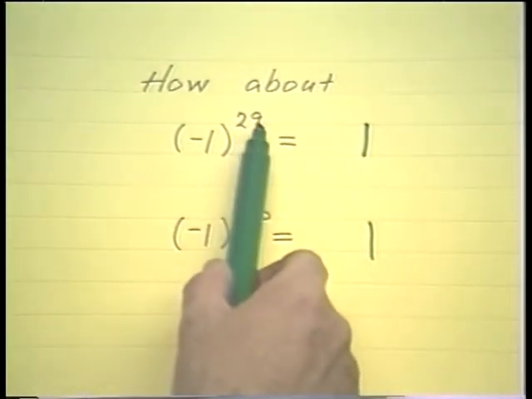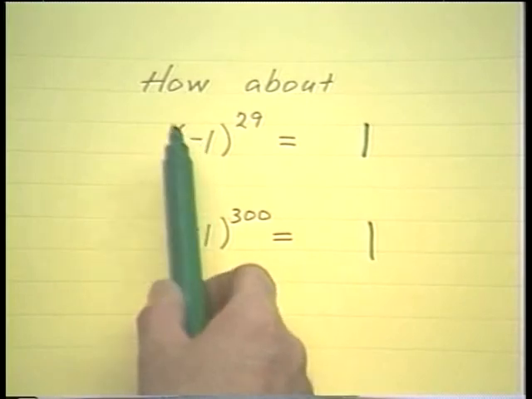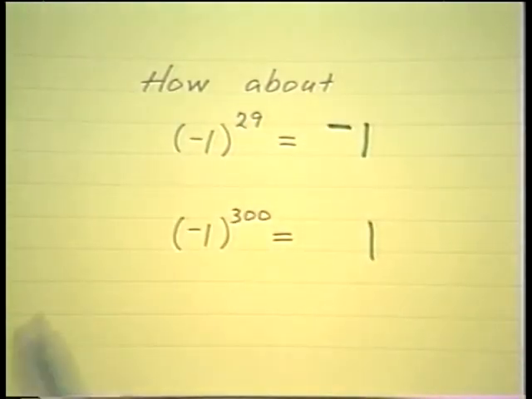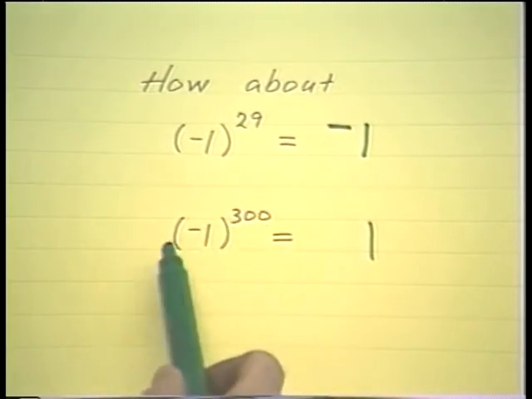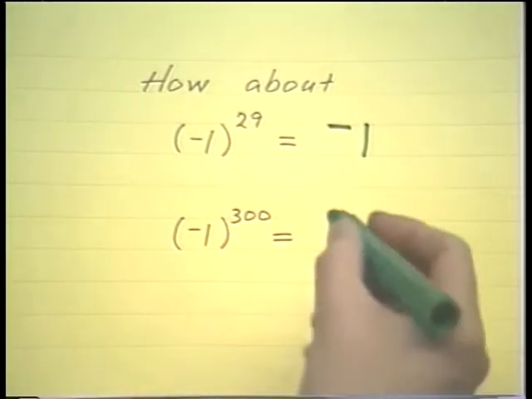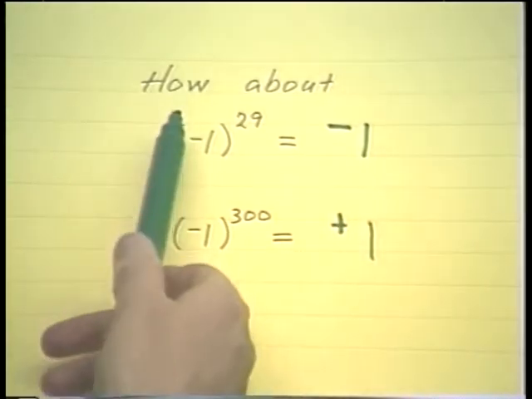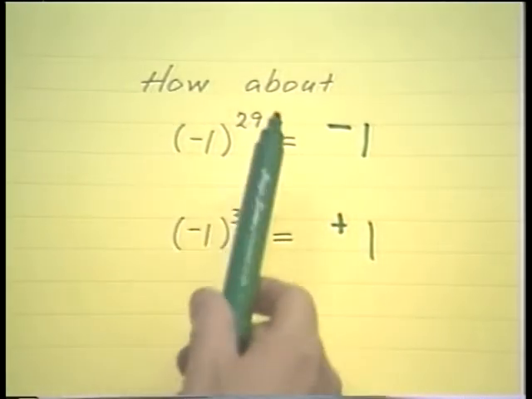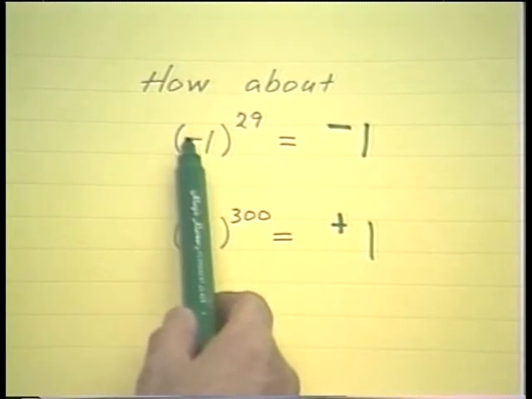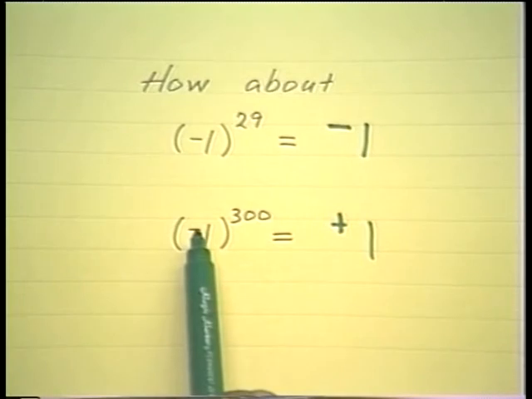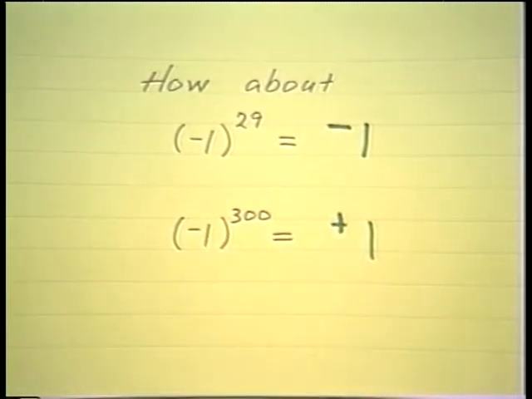Now note, this gives me an odd number of negatives being multiplied, and our shortcut said that will always be negative. This is an even number of negatives being multiplied, and our shortcut said that's always positive. So this really emphasizes the fact that an odd number of negatives being multiplied is negative. An even number of negatives being multiplied is always positive.